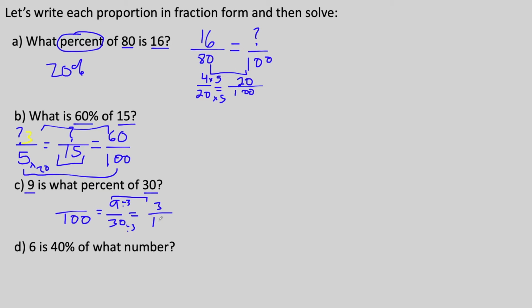This is why equivalent fractions were so important in understanding fractions. I said you need to understand fractions to be able to do any of this. So now I can very easily multiply by 10 to get 100. So I'm going to multiply by the 3, and I have 30. And so I have 30%.